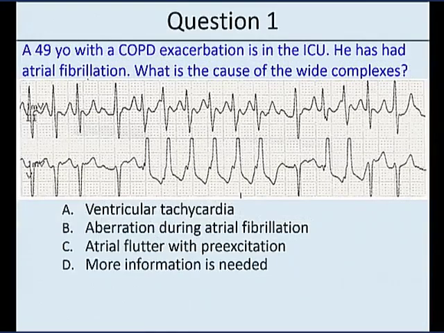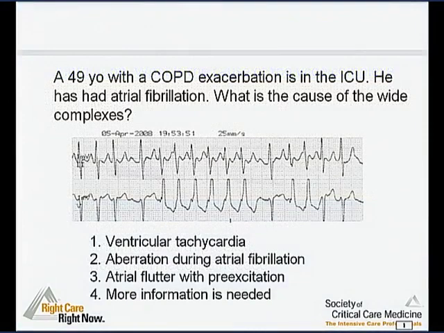So question number one, this is a 49-year-old with a COPD exacerbation in the ICU, and he has had atrial fibrillation in the past. What is the cause of the wide complexes seen in the middle here? VT, aberration during atrial fibrillation, atrial flutter with pre-excitation, or don't know.